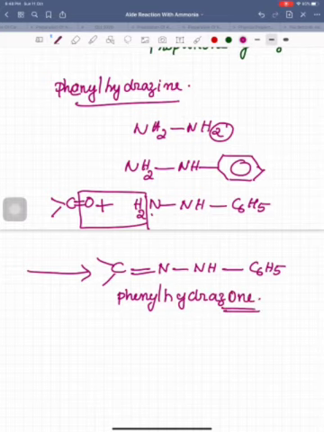Okay, note it down. We added hydrazine here. The product formed is hydrazone. Okay, phenyl hydrazine changed to phenyl hydrazone. If we are adding acetone here, acetone, propanone phenyl hydrazone is the name of that compound. Okay, the next one is very important, 2,4-dinitrophenyl hydrazine.